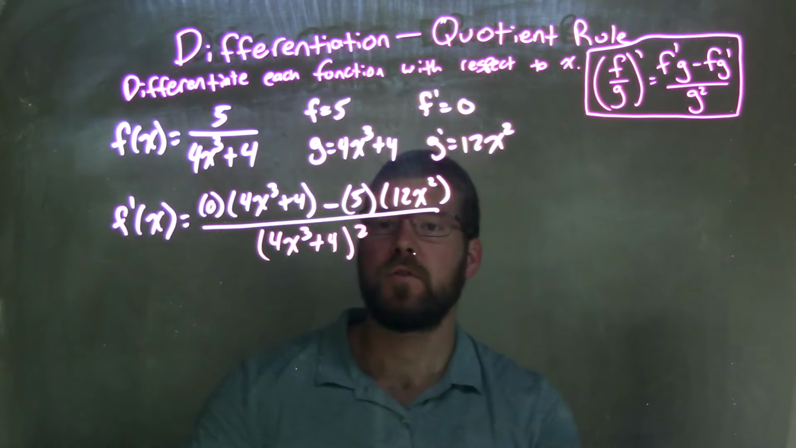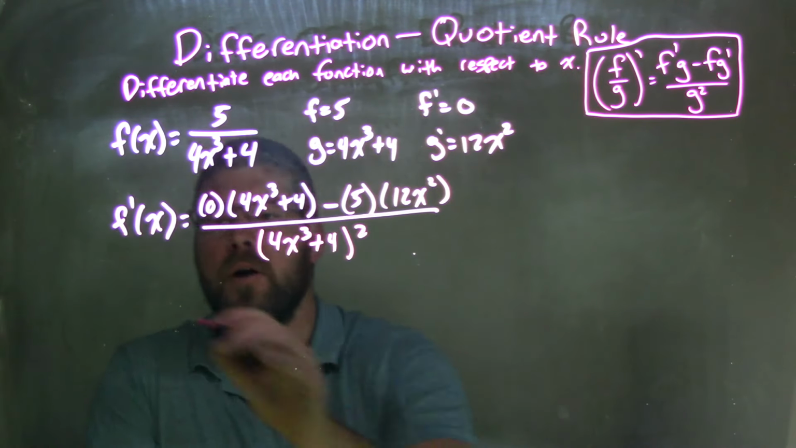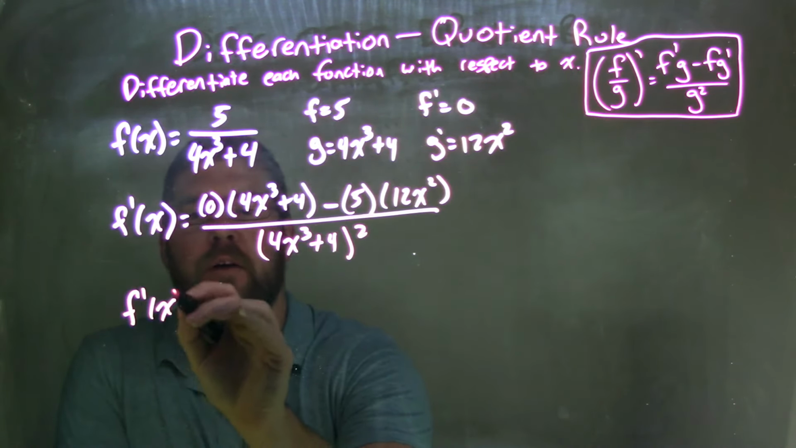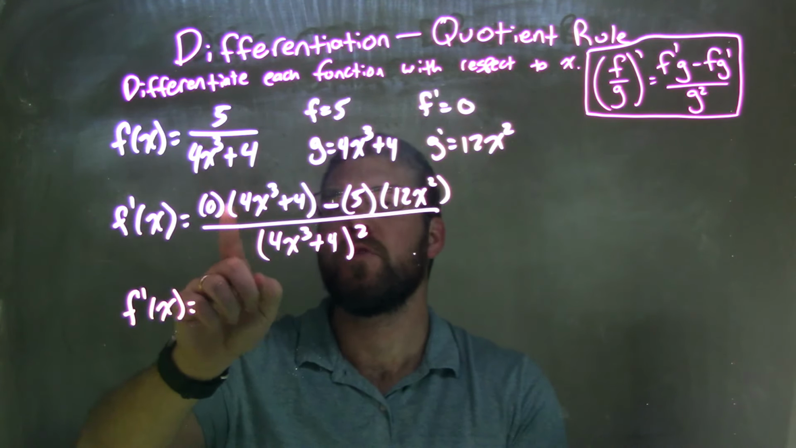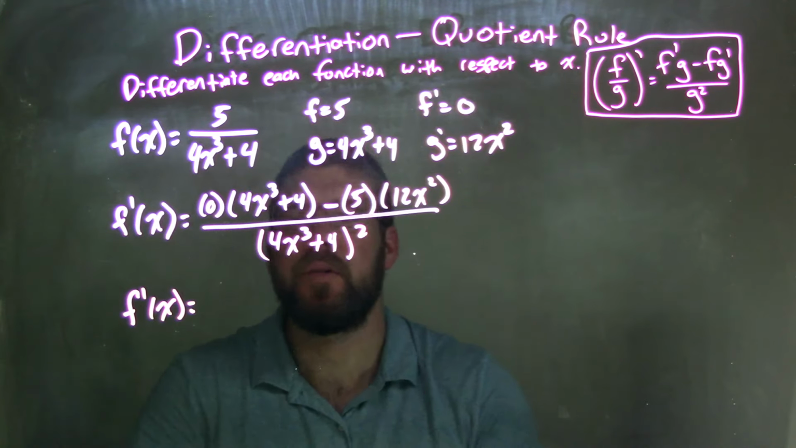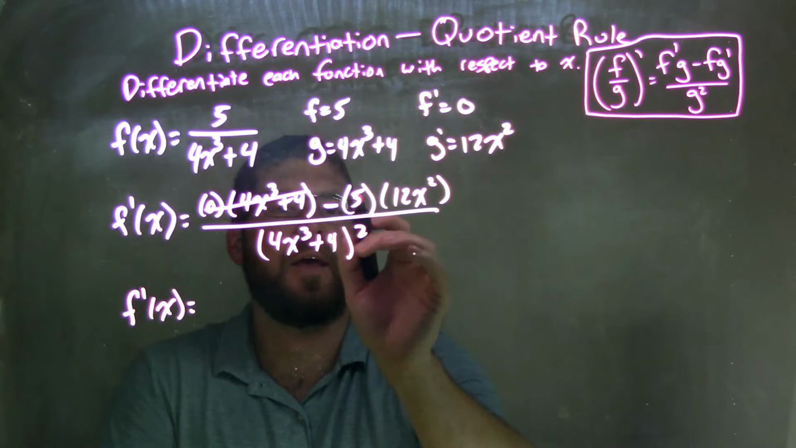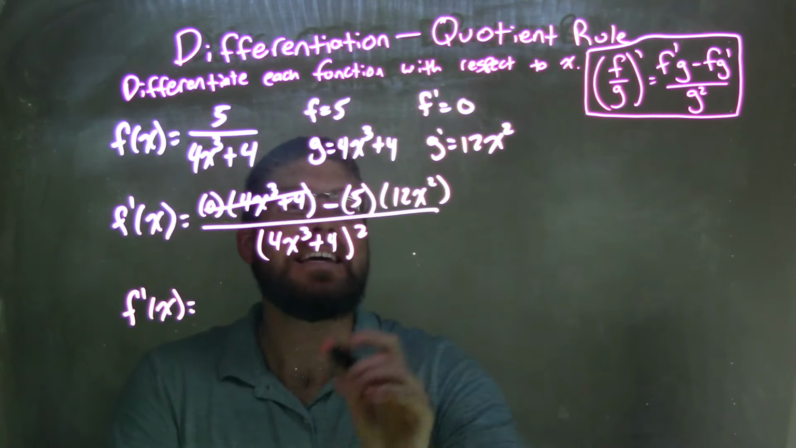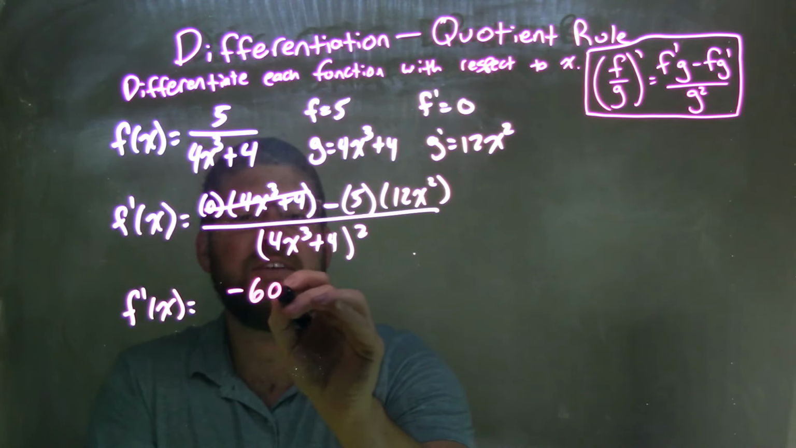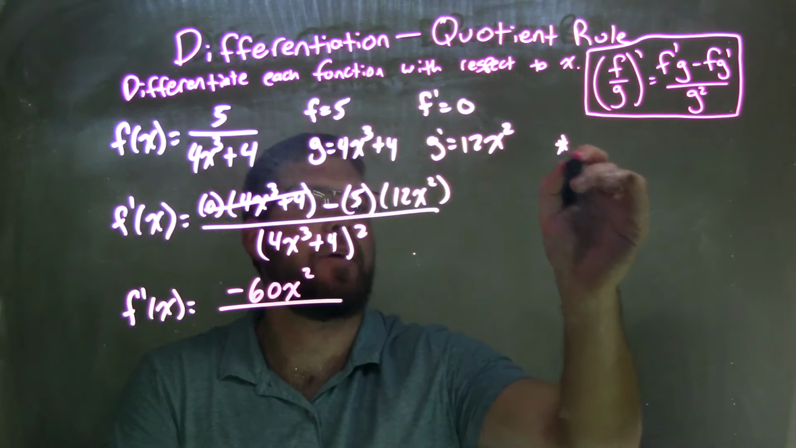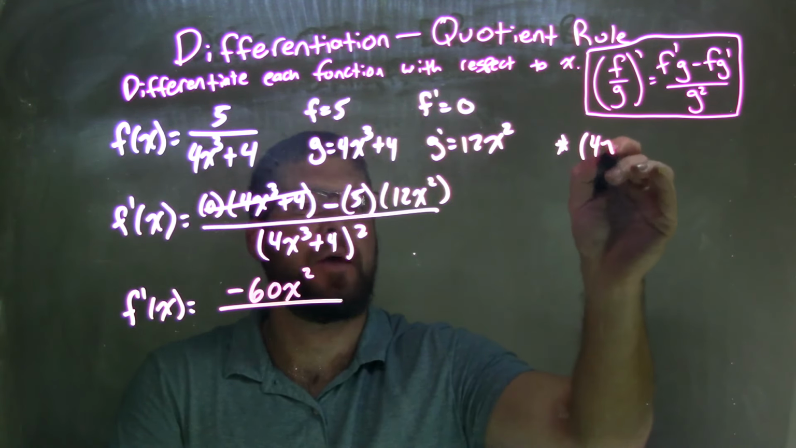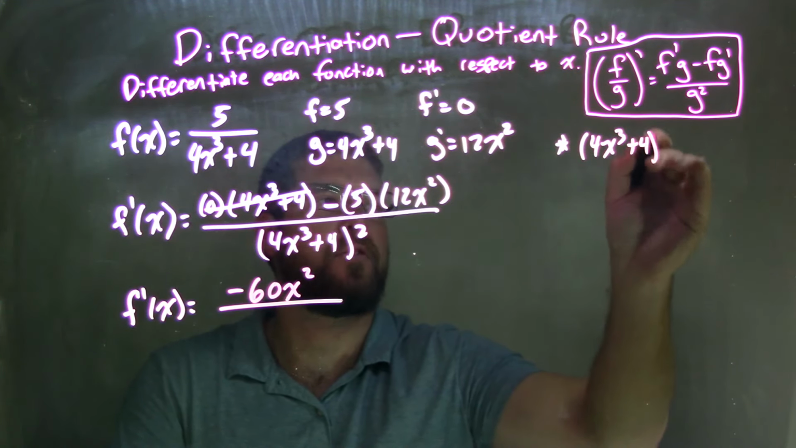Okay? So now we're going to simplify that. Well, we have f prime of x here is equal to 0 times 4x to the third plus 4, that just becomes 0, so we can cancel that out. And negative 5 times 12 is negative 60, so we have negative 60x squared all over my denominator. I'm going to simplify right there. So we have 4x to the third plus 4 all squared.